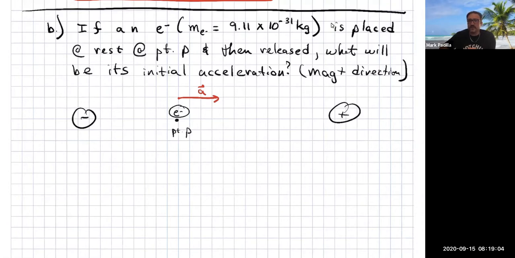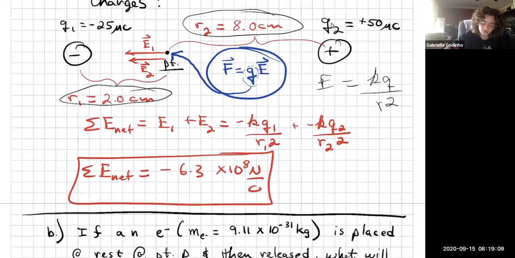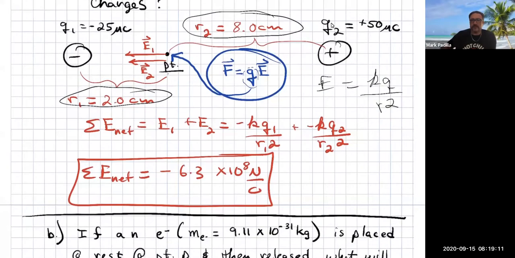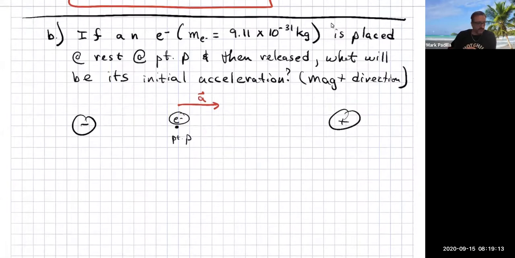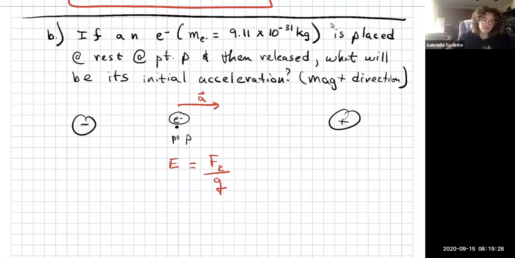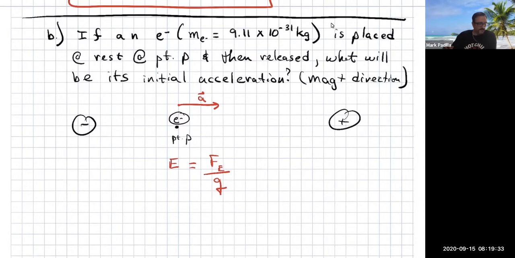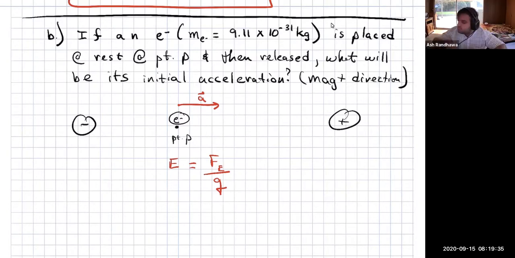We got the total electric field. We just calculated that in part A, right? And remember that electric field is associated with the electric force. Electric field is equal to the electric force over the charge that we're going to put at that point. So that charge right there is the charge of what? Of the electron.